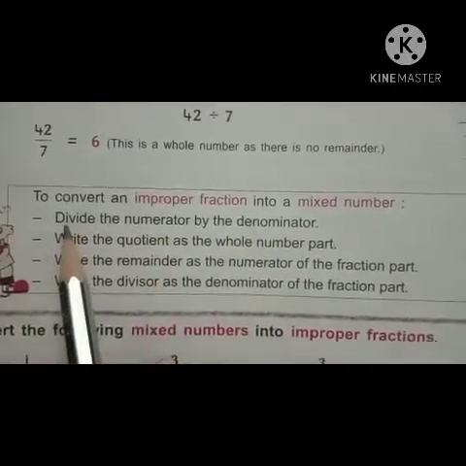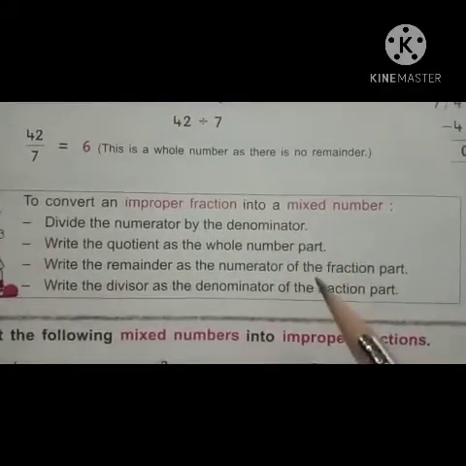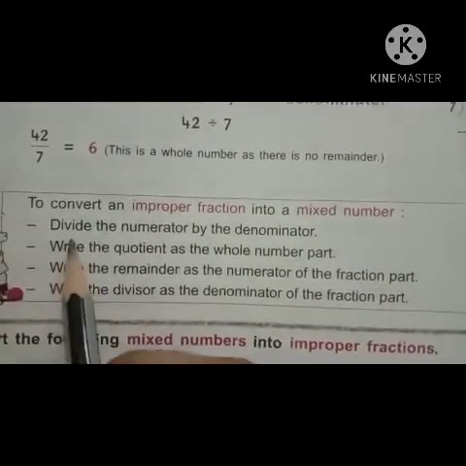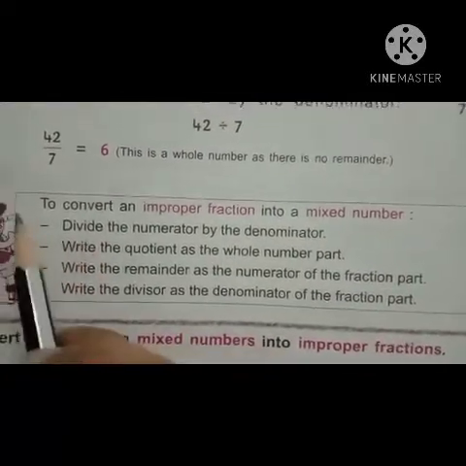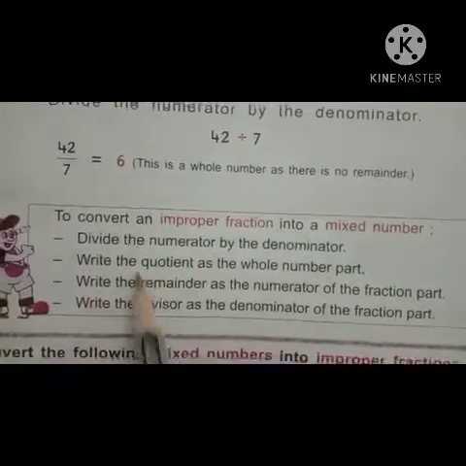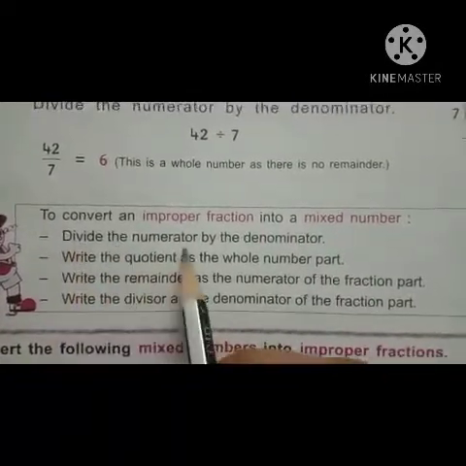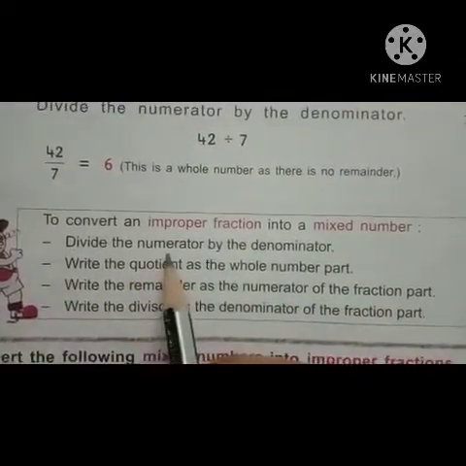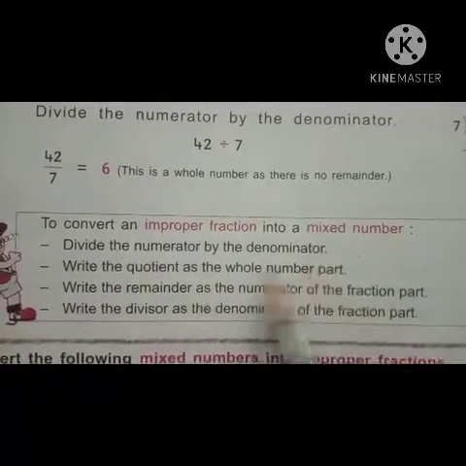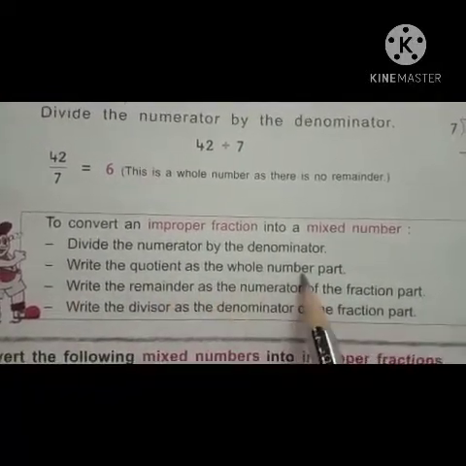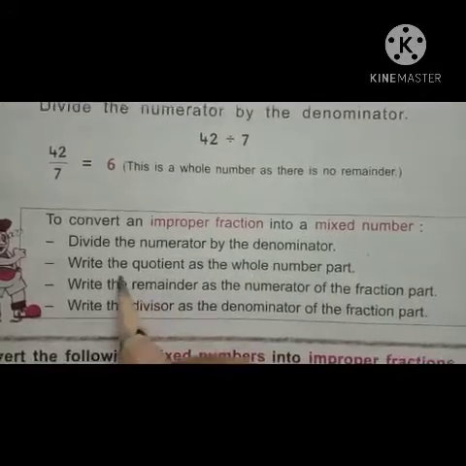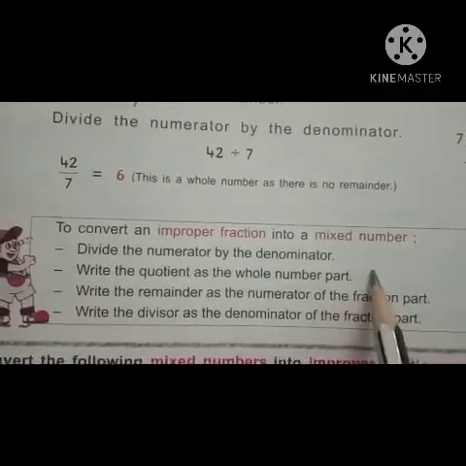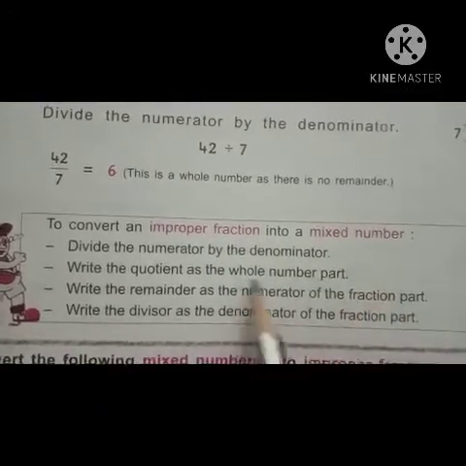What is the first one? See, children, see in your textbooks. Open your textbook page 135 and see where I am telling. Yes, here a box is there, no? In that box the 4 points are there. Listen carefully. Divide the numerator by the denominator. First we have to divide the numerator by the denominator. Write the quotient as the whole number part.